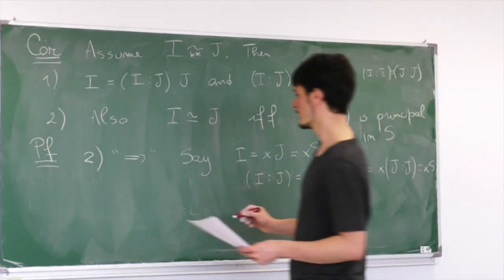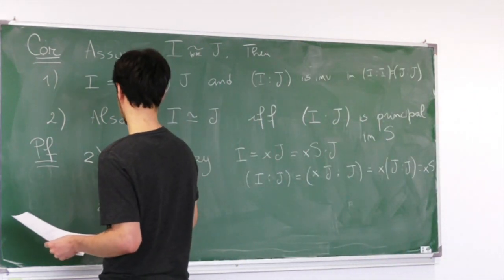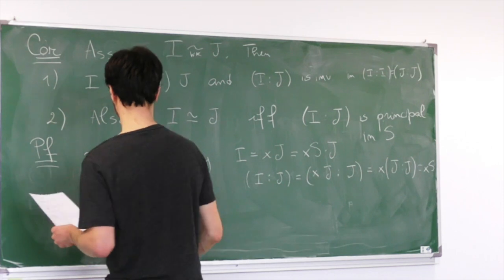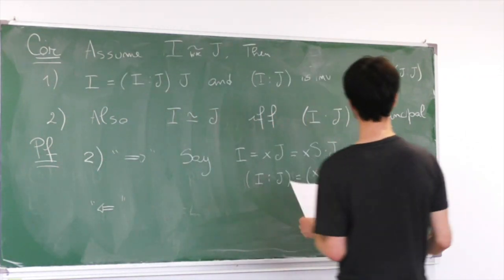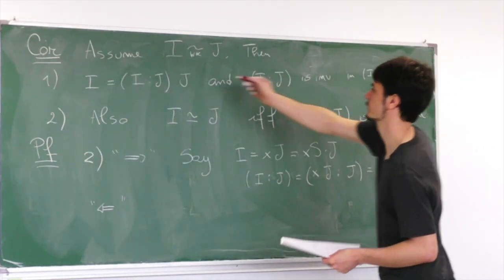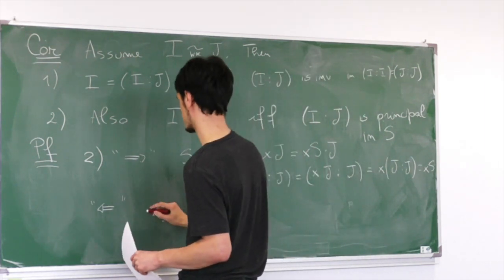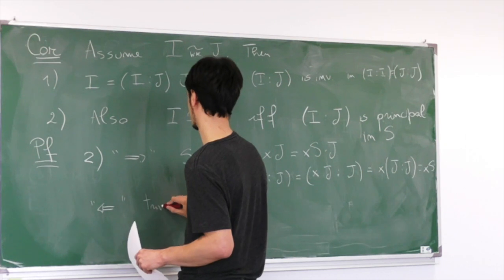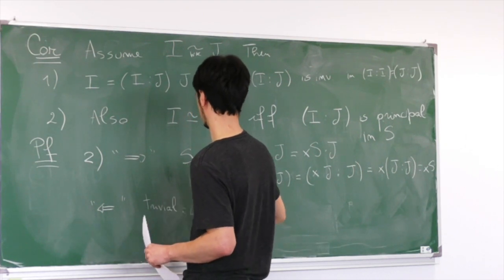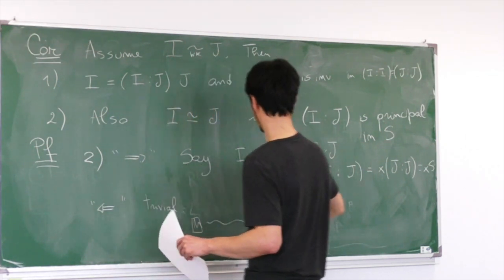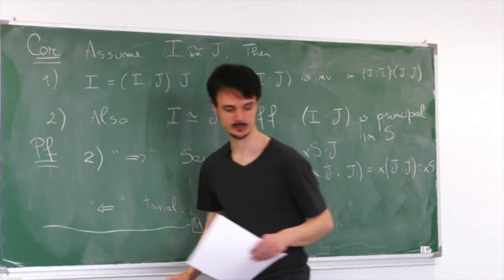All right? And for the other direction, if this ideal is principal, then you just plug in the generator in this relation and it's done. So the other direction is trivial. Okay. So why is this corollary important?